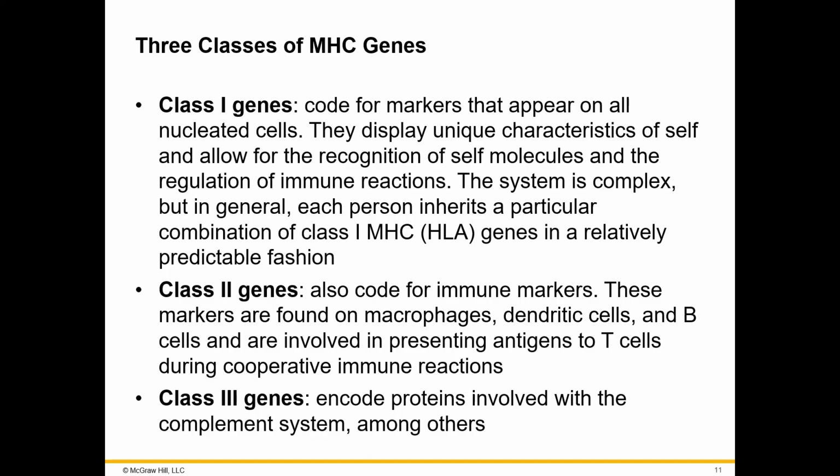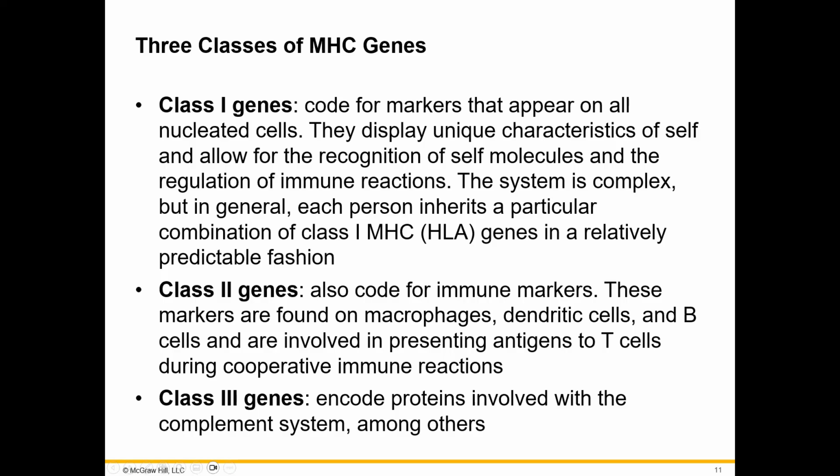Class 1 genes, these code for markers that appear on all nucleated cells. They display unique characteristics of self, and they allow for the recognition of self molecules and the regulation of immune responses. So this is a complex, complicated system when you look at all the details. But in general, what we're trying to say is that each human being inherits a particular combination of class 1 MHC genes.